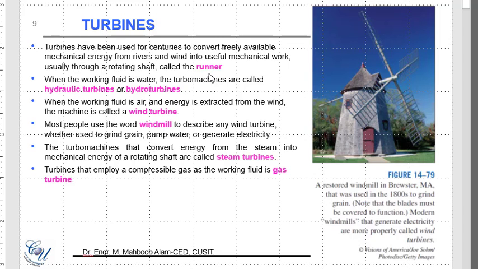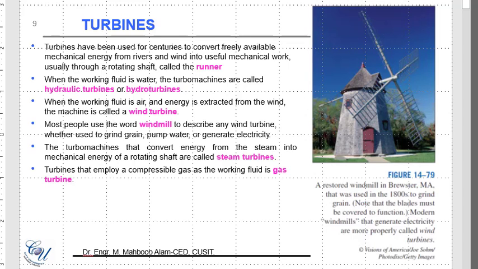If we are using water as a fluid, then we call these machines hydraulic turbines or hydro turbines. And if obviously we are using air, then we will be calling them wind turbines. The word windmill should technically be applied only when the mechanical energy output is used to grind grain, or to pump water or generate electricity.